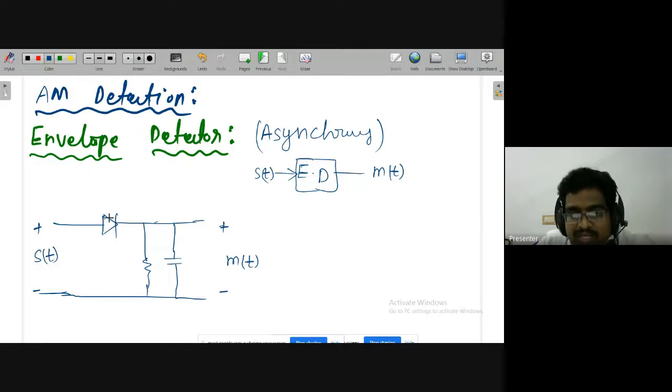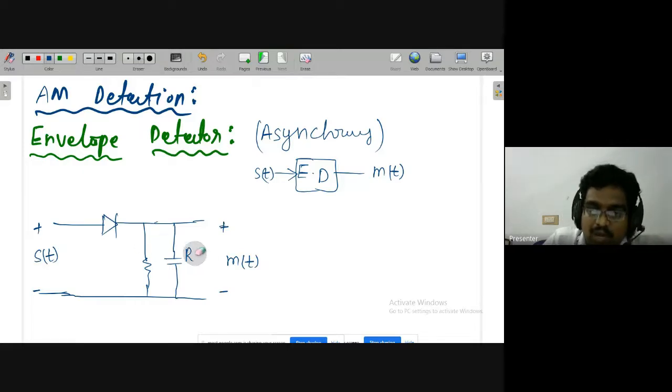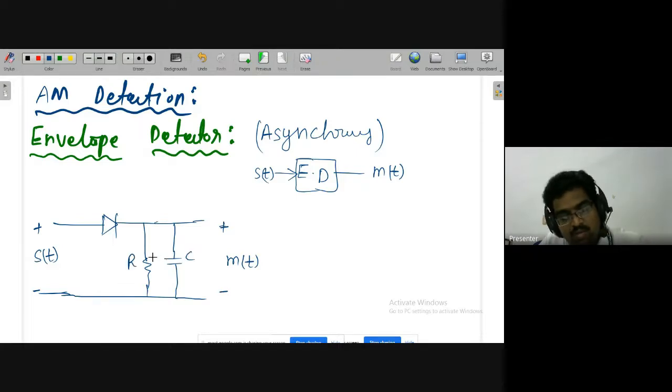Now what is the purpose of this circuit? It will simply trace the positive envelope. That is the job of this circuit. Again, one more thing is there. What must be the value of R and C? That is another important question that will mostly be asked in the exam. Now we define the time constant of this circuit: tau is simply R into C. The time constant is RC, and its unit is seconds. Now what must be the value of RC?